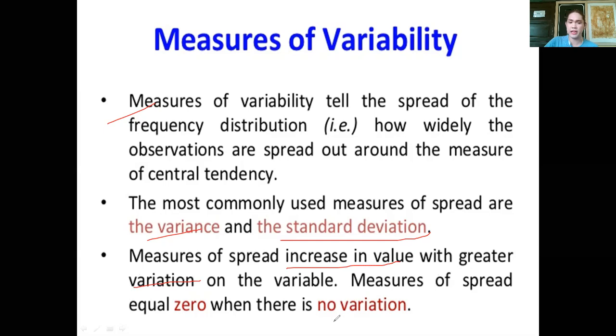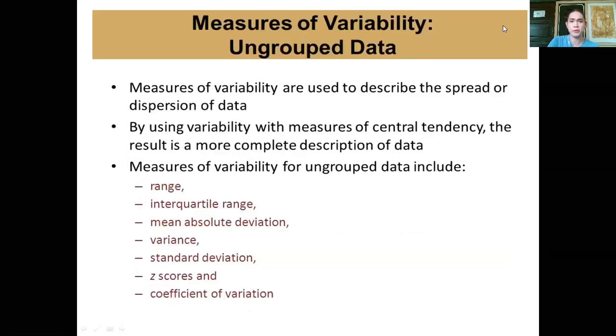The measure of spread equals 0 when there is no variation. In short, when the measure of spread or variation is 0, then there is no variation at all. So I want you to take note of that. We describe the measures of variability. Are you still there? I hope you can follow.